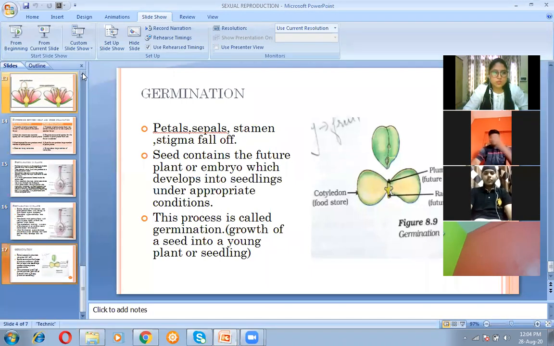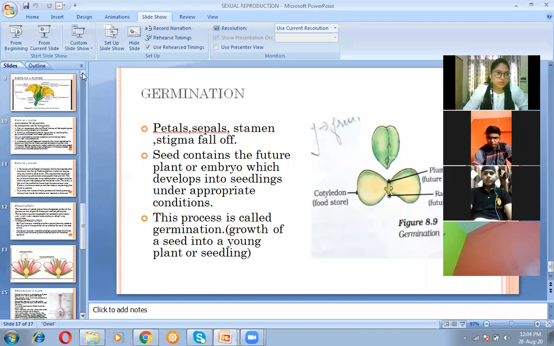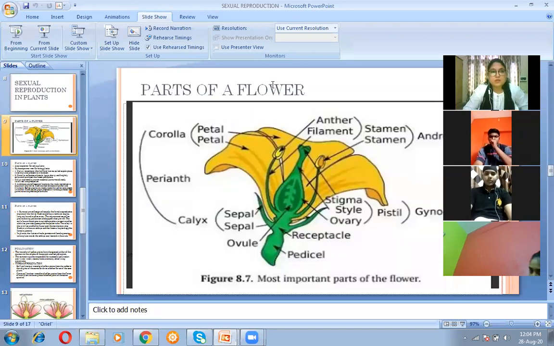So let me just quickly recapitulate the things which we did last time. I was telling you reproduction in plants, sexual reproduction in plants. Very important, you should know what we are studying first of all. So what do you mean when I say sexual reproduction in plants? What do you mean by that in general?